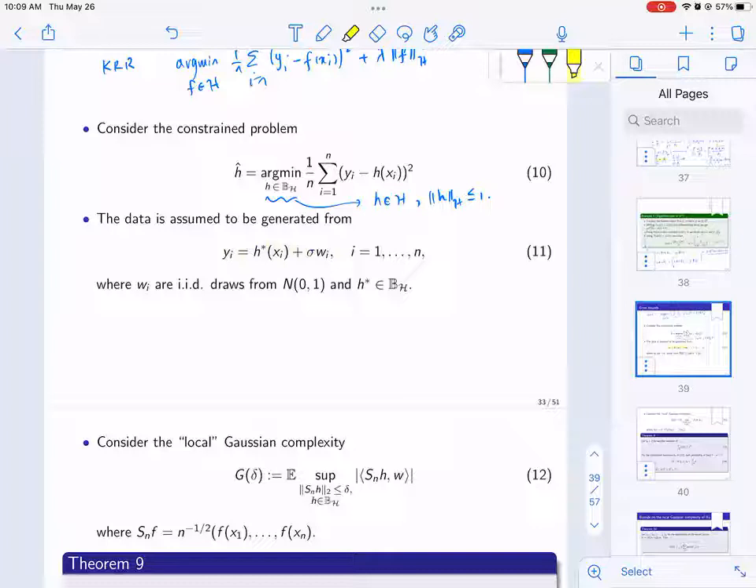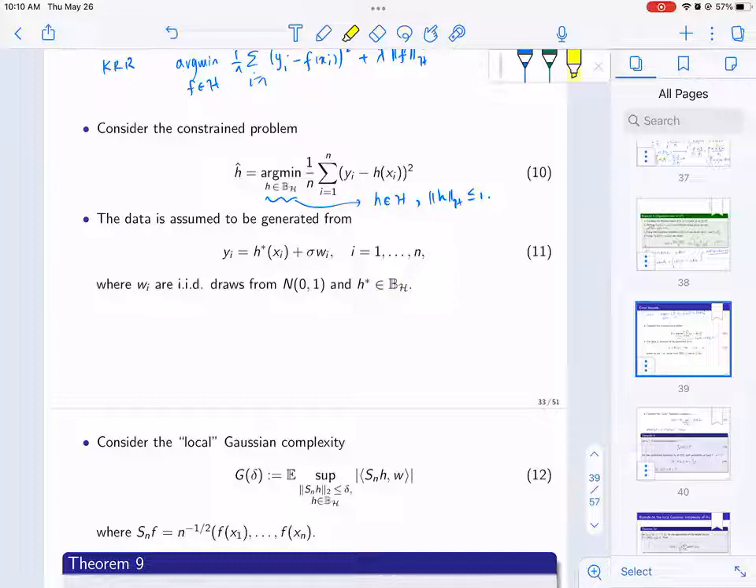I'm going to assume that h star actually belongs to the ball of radius h. So the model is properly specified. So you'd expect that eventually you should be able to recover it, because the h is feasible in this problem. And then the noise: sigma is the noise level, and the wi's are IID draws from normal 0, 1. Okay.